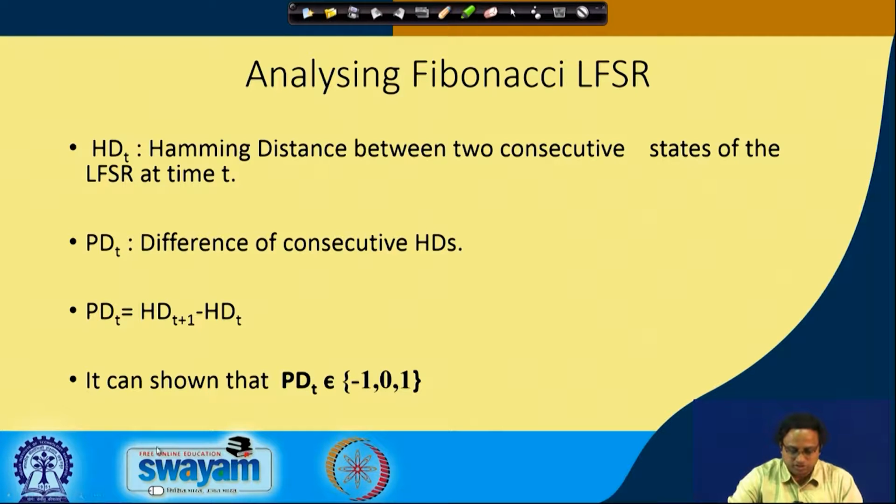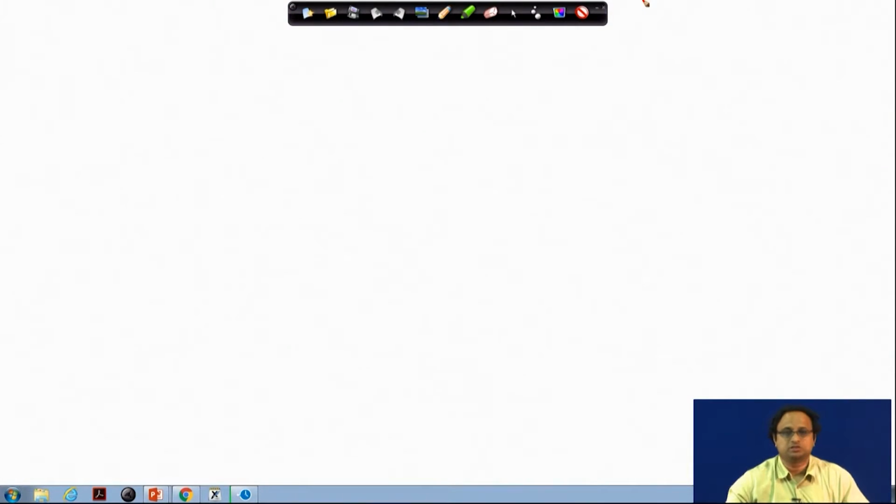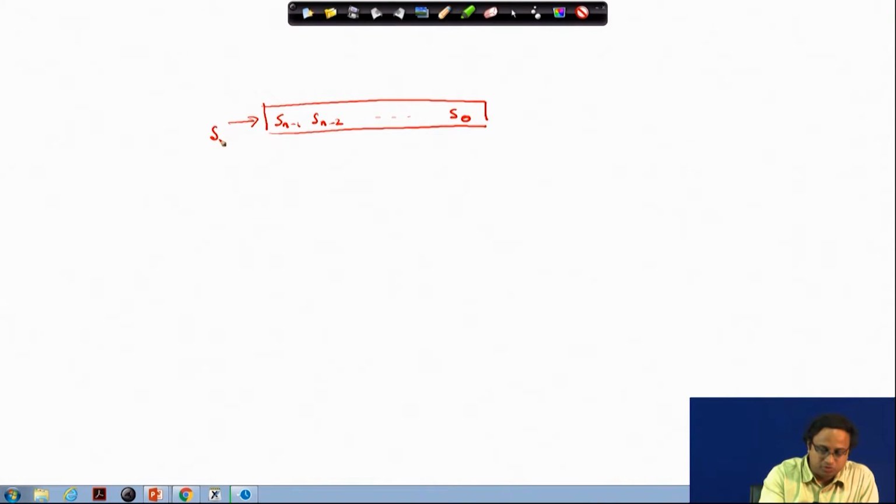Okay. So in this case the PDT value is minus 1, 0 and plus 1, and this you can easily understand. Let us reflect on why this is so, and that is pretty simple in the context of the Fibonacci LFSR. In the Fibonacci LFSR, remember that you have this state, Sn minus 1, Sn minus 2, and so on till S0. This is your LFSR state, and what you are trying to do is calculate Sn, which is your feedback value. This feedback value depends upon certain tap positions, and you have this feedback polynomial.